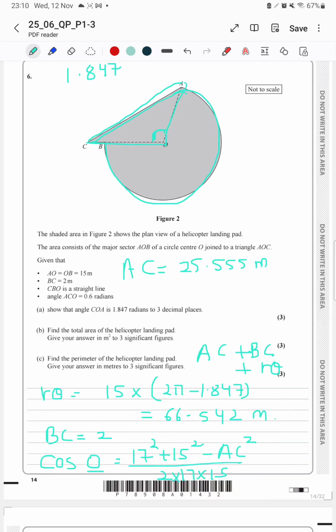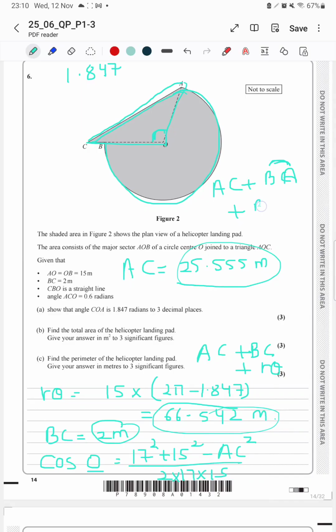So now you have to add the values. What are those values? AC, plus this value, which is r theta, plus this value, 2 meters. When you add AC plus this arc length BA, and plus BC, this is going to be 94.0977, so it is 94.1 meters. That completes this question. So this is all for today's lesson. Thank you.